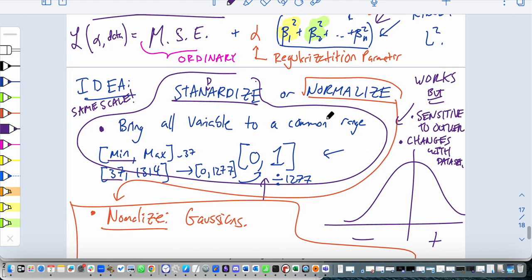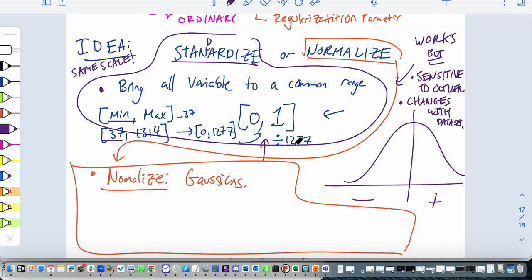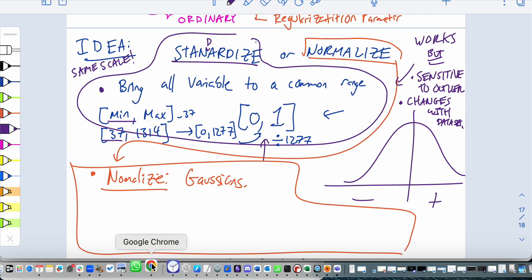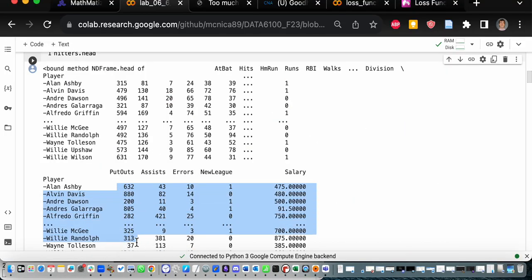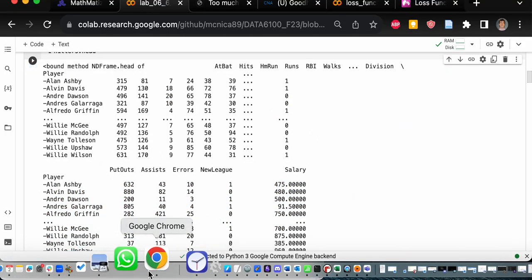So a little more complicated, but more useful is normalizing, where we make it a Gaussian. And so what you can think of is if you plotted the distribution of, say, the putouts, what would it look like?